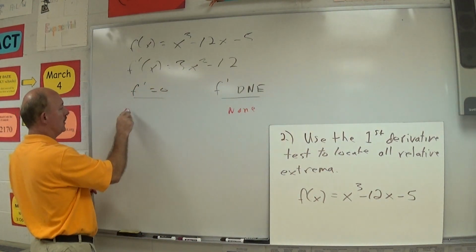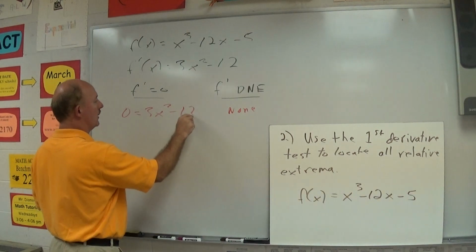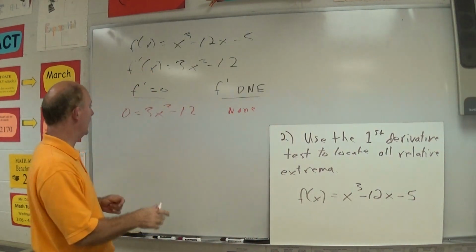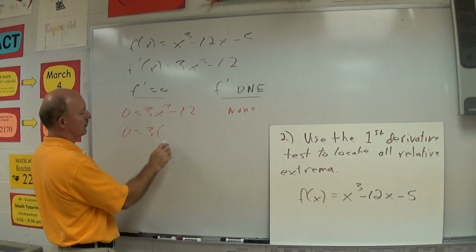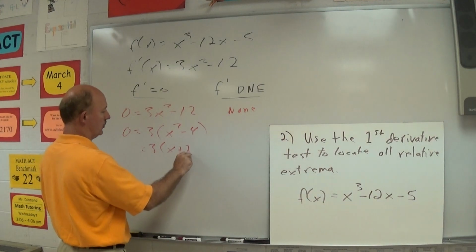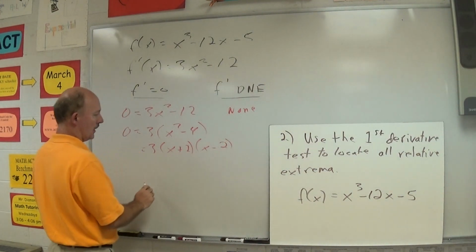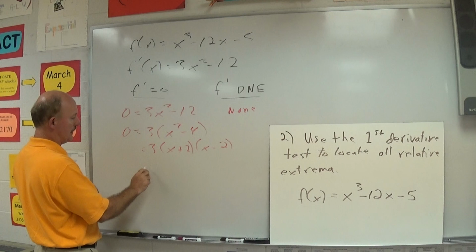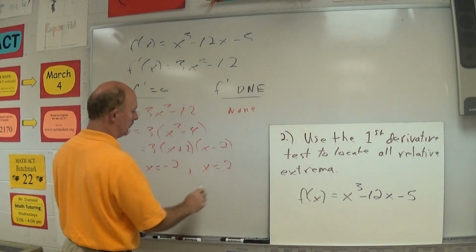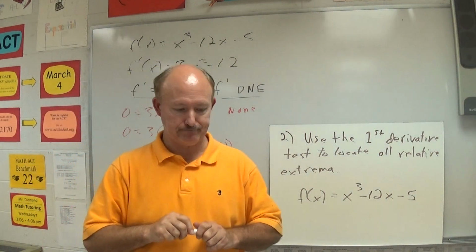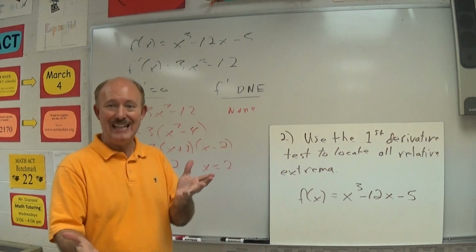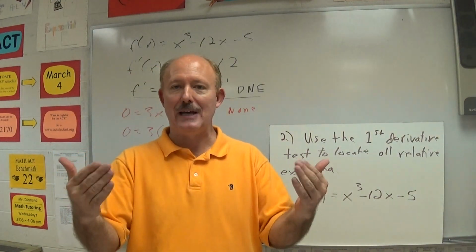Let's set the derivative equal to 0. So it'll be 0 equals 3x squared minus 12. Now we're going to have to factor this and solve this for x. This will be 0 equals, now I'm going to factor 3 off, 3 times x squared minus 4. And this will be 3 times x plus 2 times x minus 2. All right, so our critical numbers then would be x equals negative 2, x equals positive 2. So we have 2 critical numbers. Now we're going to decide a possible minimum or maximum at each of those x values.